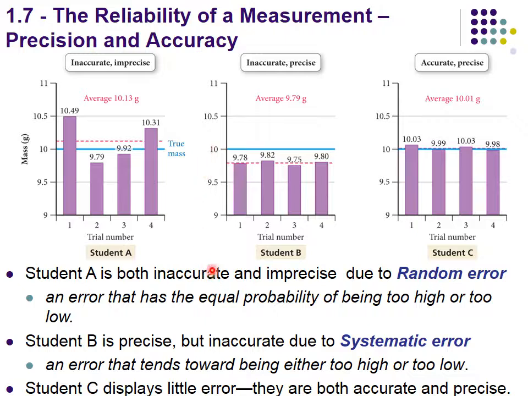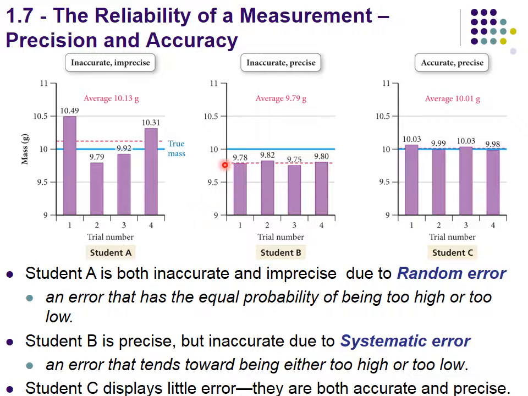Student A says that they are inaccurate and imprecise due to random error. Their average is not close to the true value, so that makes them inaccurate. And their actual data points are kind of all over the place. Some are too big, some are too small, so that makes them imprecise.